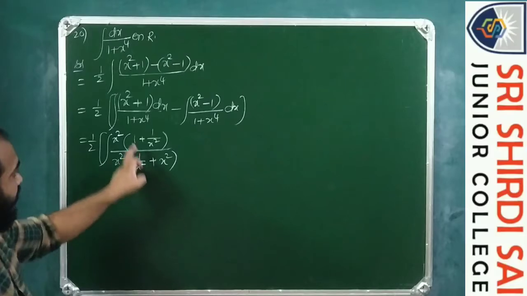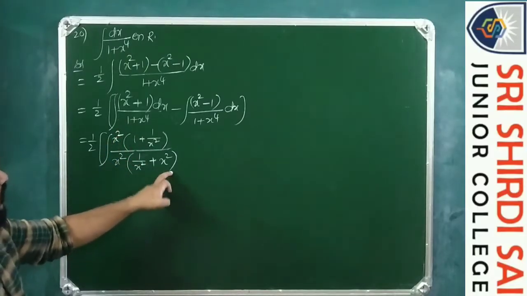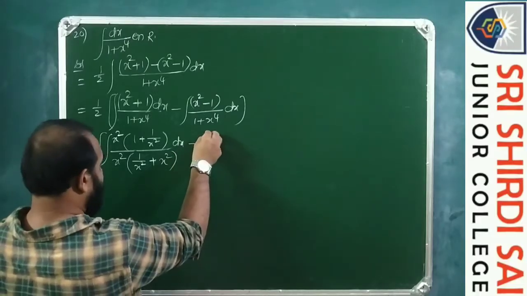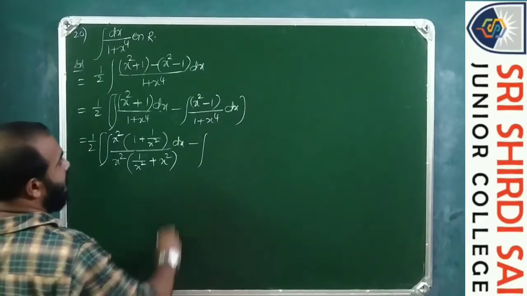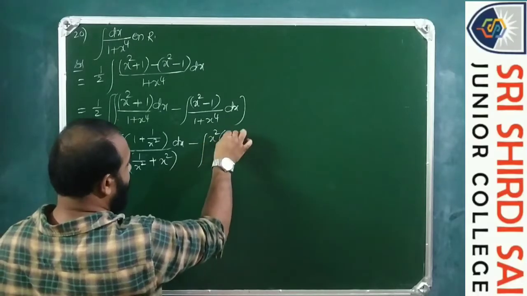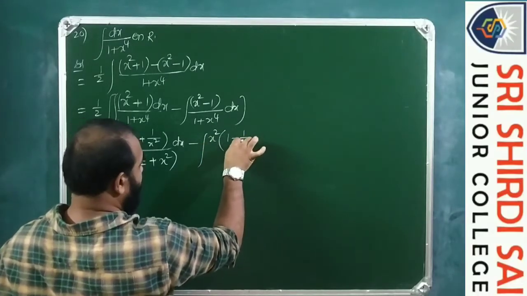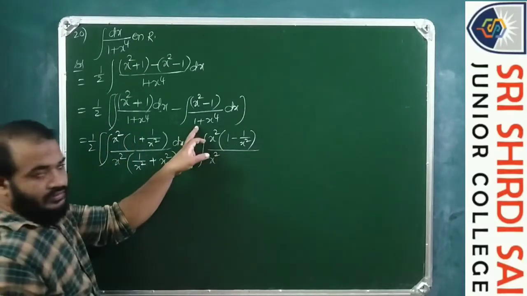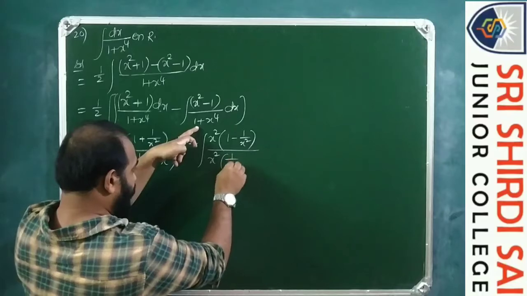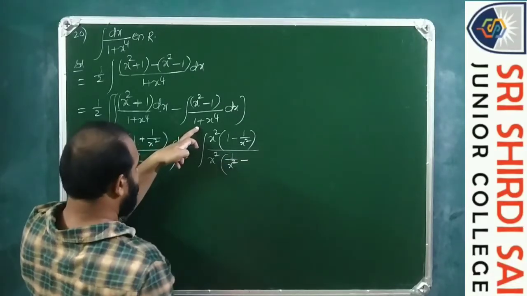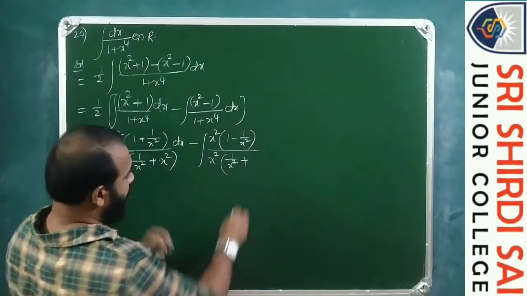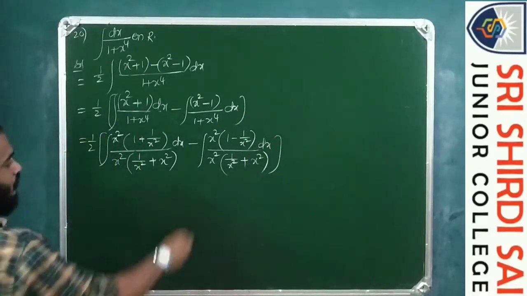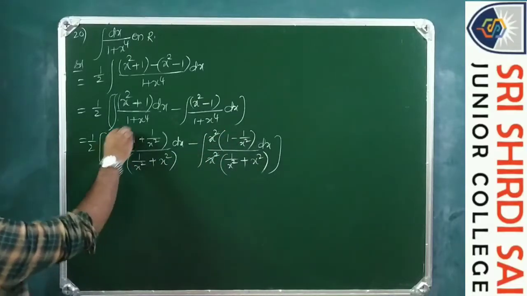X square into 1 by x square is 1. X square into x square is x power 4 dx. Minus integral of, here also x square if you take common, 1 minus 1 by x square, so take x square common here, then we'll get 1 by x square minus plus x square dx. So x square gets cancelled.